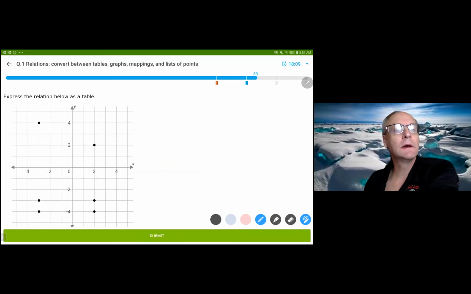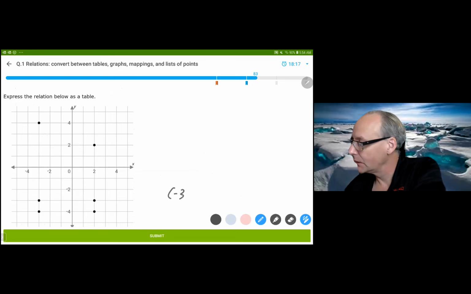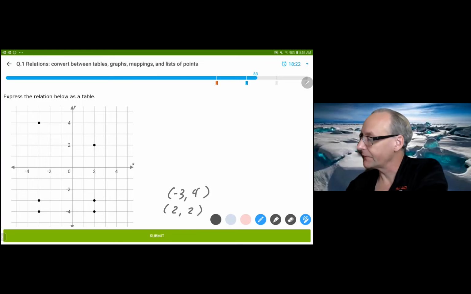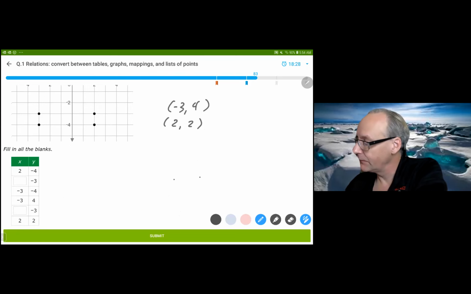All right. Okay, I got to make a table. Let's see. The one I'm not going to be able to see is the -3, 4 when I roll it up, and the 2, 2. I think I'll be able to see the others. Let's scroll them up here. So I've got -3, 4, which is there. And I've got the 2, 2, which is there. And it looks like the 2, -3 is missing, which is this one right there.